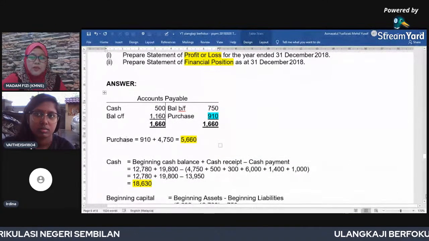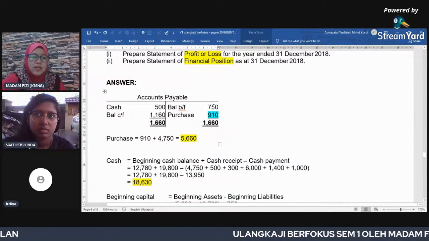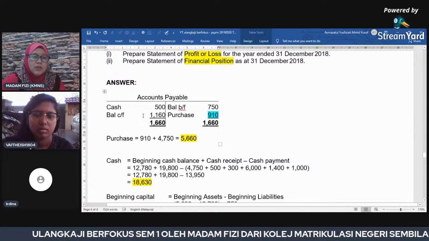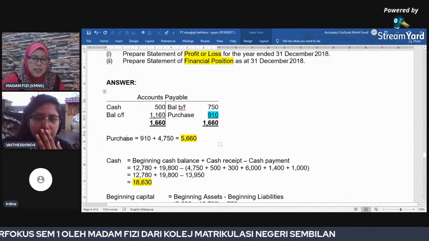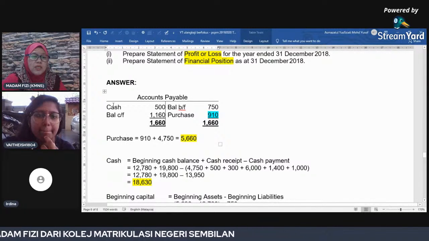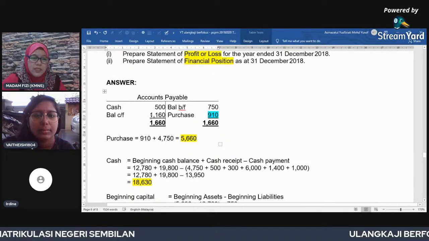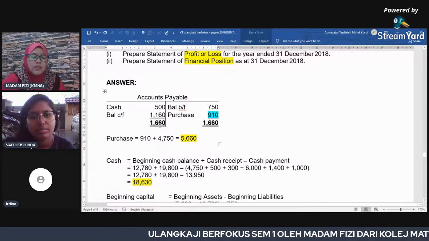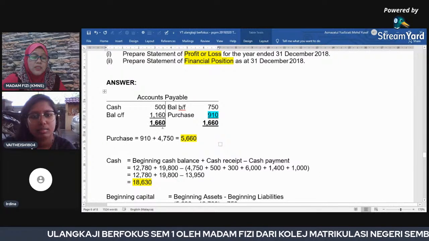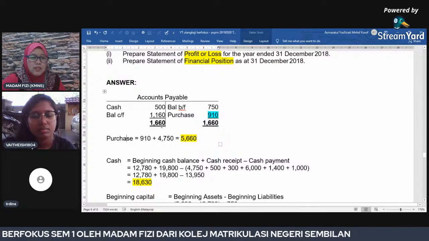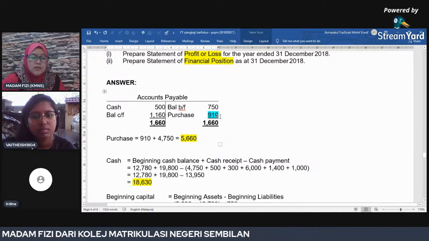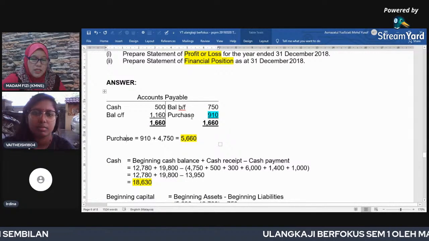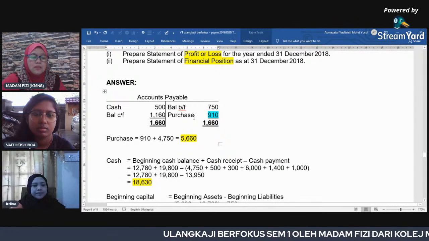Now start with balance brought forward 750. This one you get from the question, and put the balance carry forward 1,160. And then at the cash book, cash 500 at the debit side. So you balance the account left and right. You take the bigger amount, that is 1,660 left and right, and then you get the missing figure here is 910. So this 910 is purchase. This is the credit purchase.